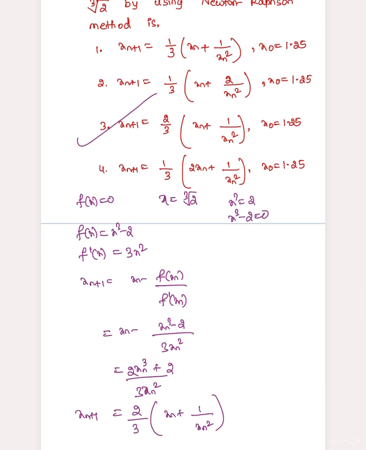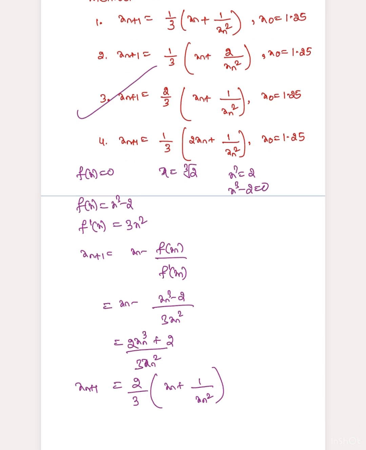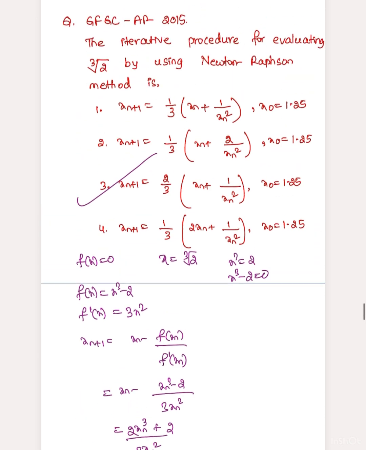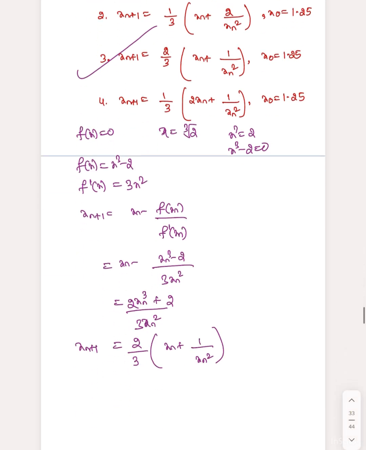So just simplify the things. This will be (2x³ + 2)/(3xn²). Just take 2/3 common. That will be (2/3)(xn + 1/xn²). So this is about KSET. This is about GFGC 2015.